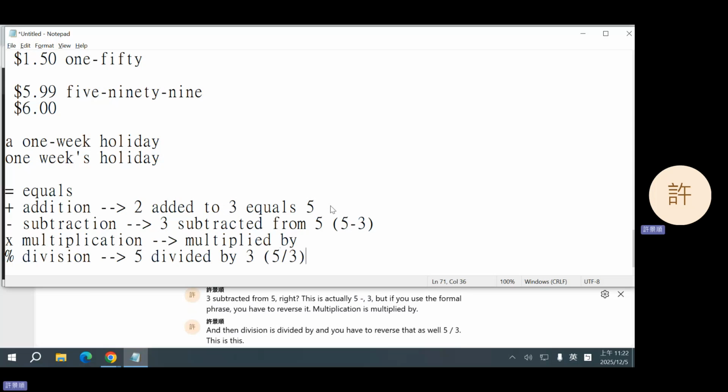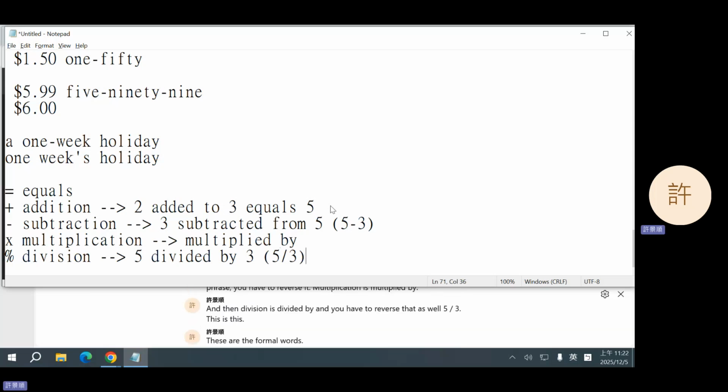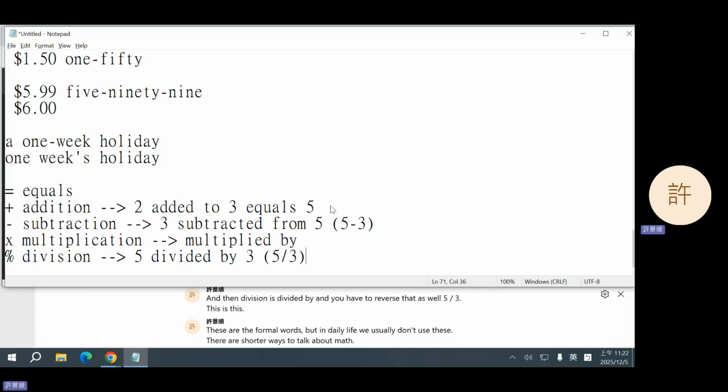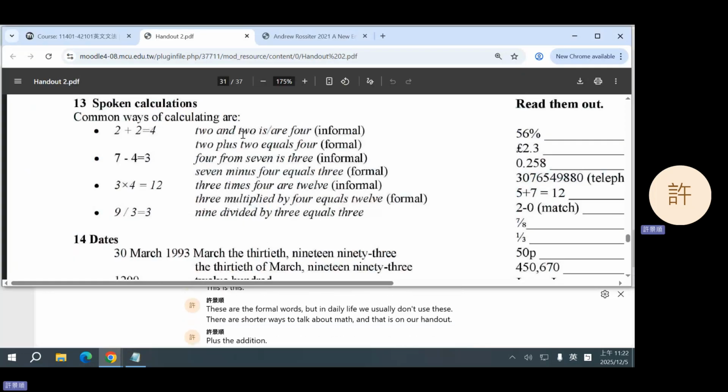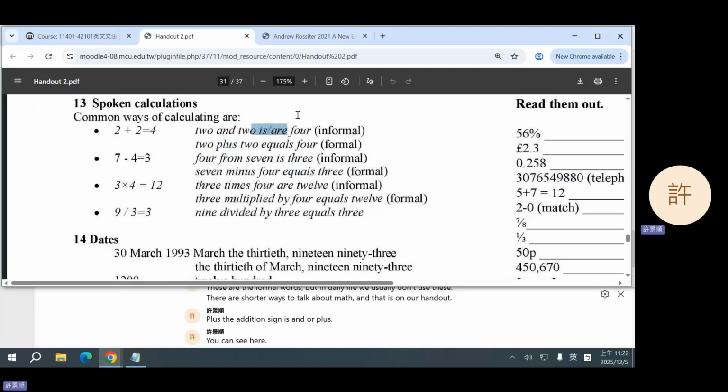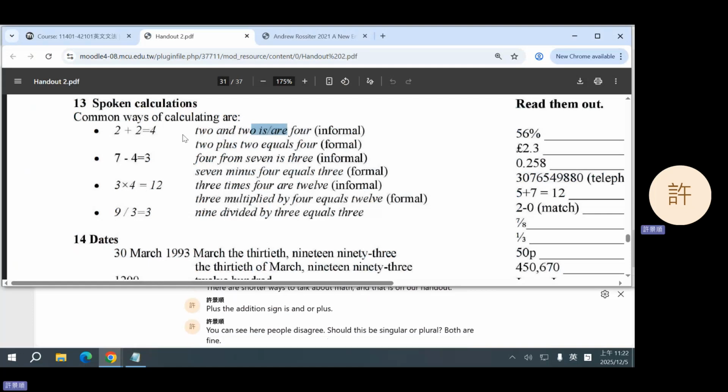These are the formal words, but in daily life, we usually don't use these. There are shorter ways to talk about math, and that is on our handout. Plus, the addition sign is "and" or "plus." You can see here, people disagree. Should this be singular or plural? Both are fine. 2 and 2 is 4, 2 and 2 are 4.